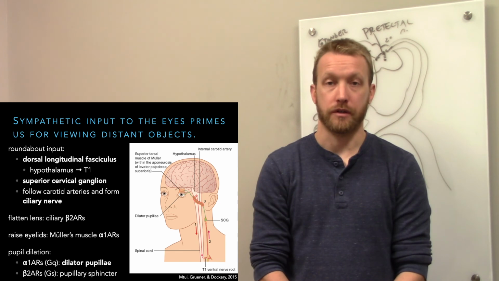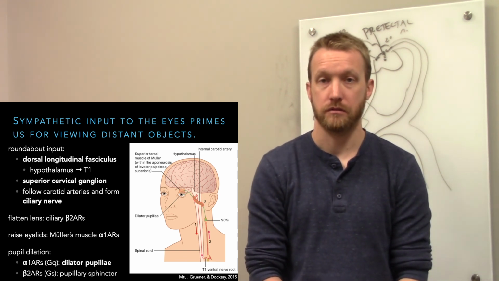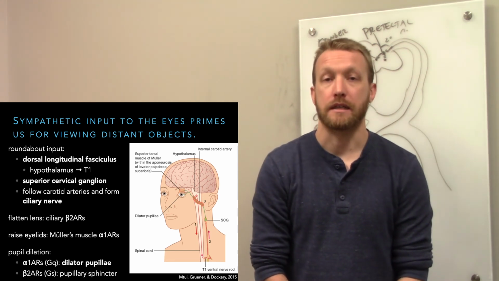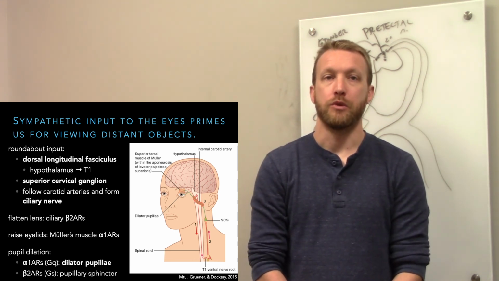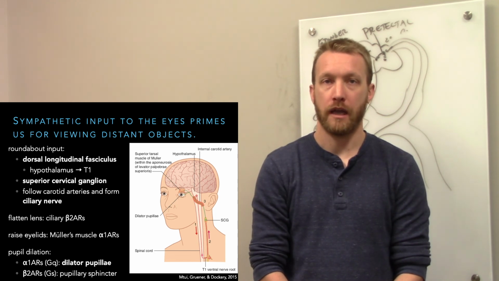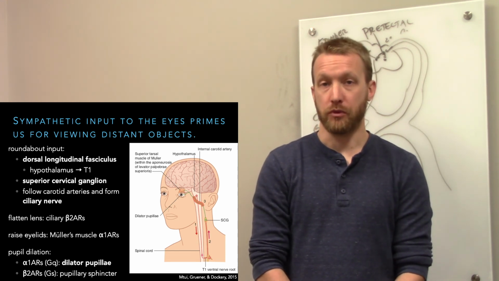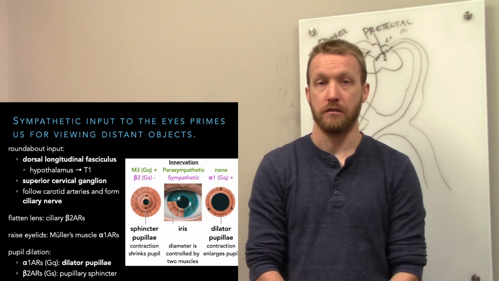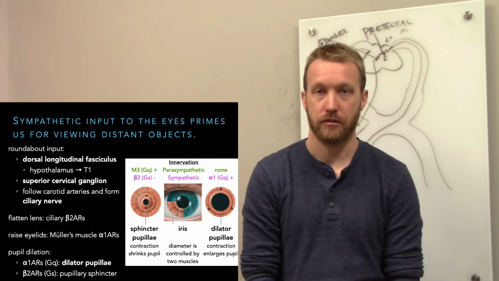There are a few targets. First of all, we flatten the lens, like we just saw, so we'll innervate ciliary muscles. Beta adrenergic receptors are Gs coupled, and thus they cause relaxation. We also raise the eyelids further. Mueller's muscle is innervated by alpha 1 adrenergic receptors, which are Gq coupled. We also control the pupil, and we hit an additional target. Not only do we hit the sphincter pupillae, just like the parasympathetic division, we also hit the dilator pupillae.